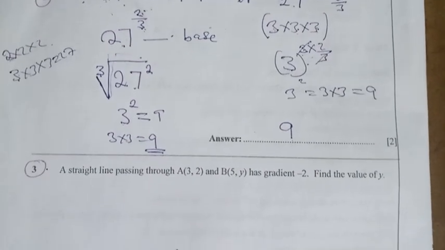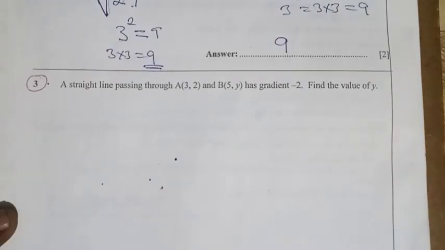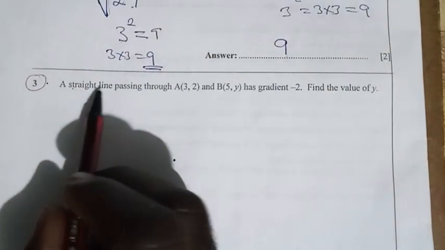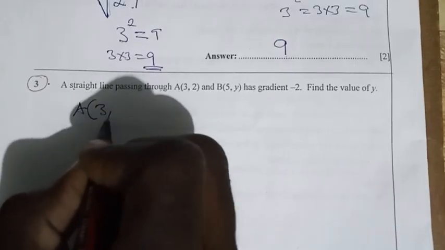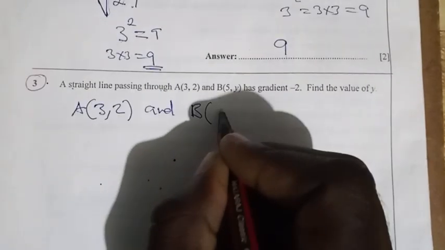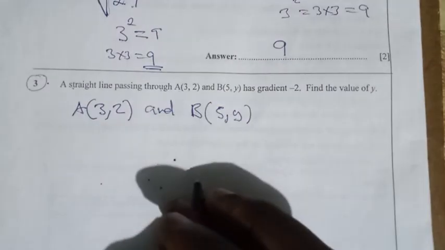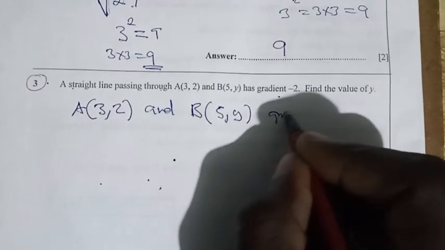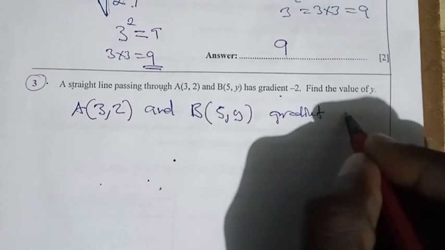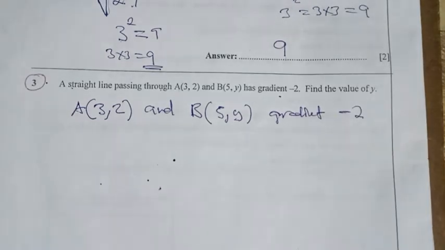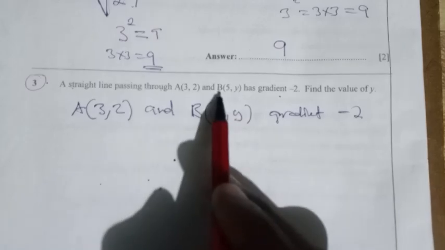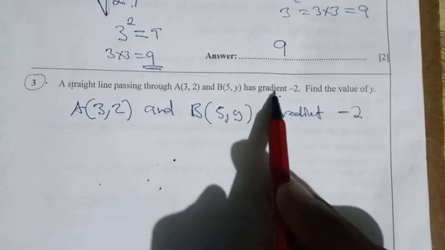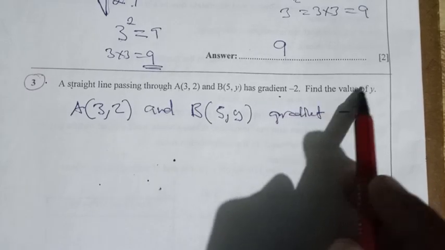So let's look at number 3. We have this question saying a straight line passing through the point A (3, 2) and B (5, y) has a gradient of negative 2. Find the value of y.